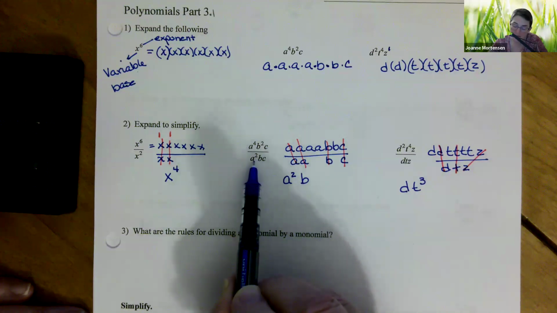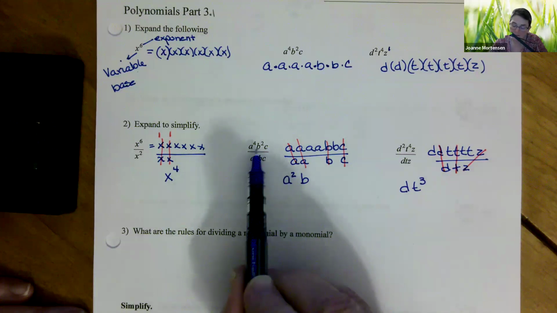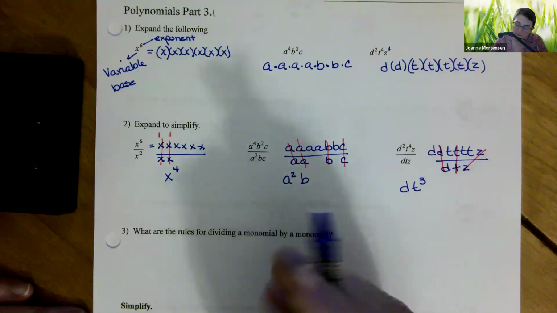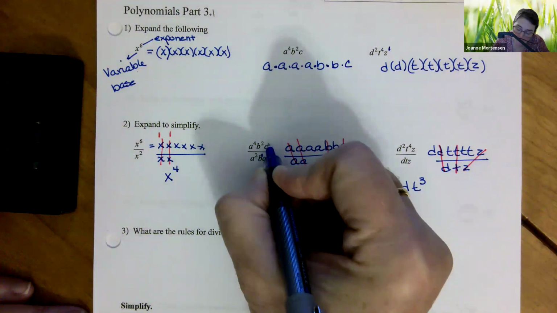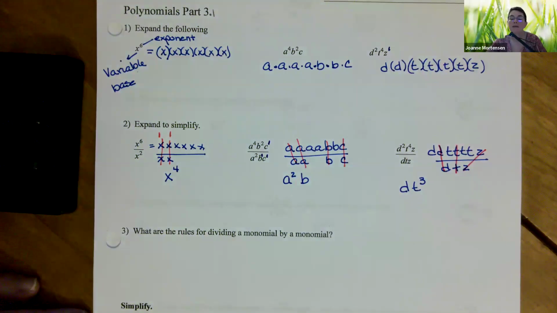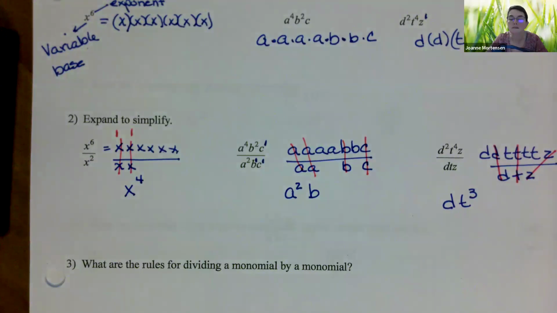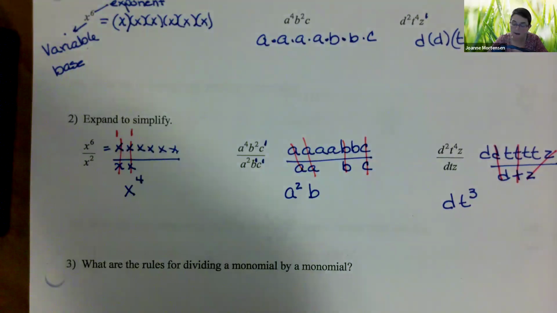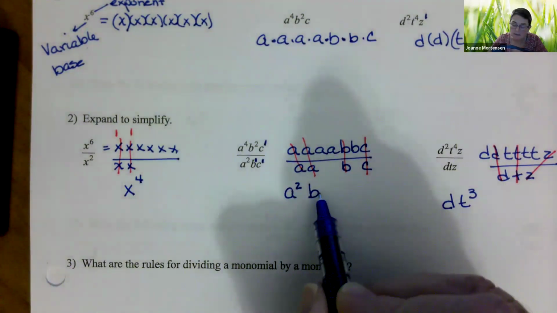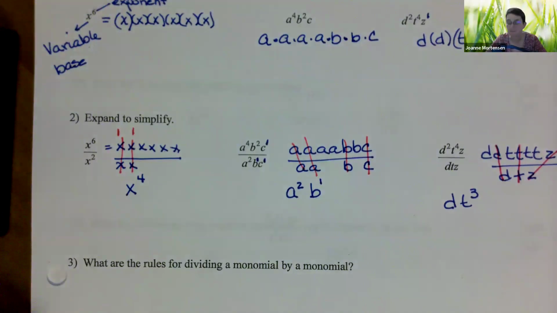A to the 4 divided by a squared, so that's going to be 4 minus 2. We got a squared. B squared, oh, remember all those little understood ones that we're basically just too lazy to write all the time. So b squared divided by b is just going to be b. If you want, you can put the 1, but that's just extra work.